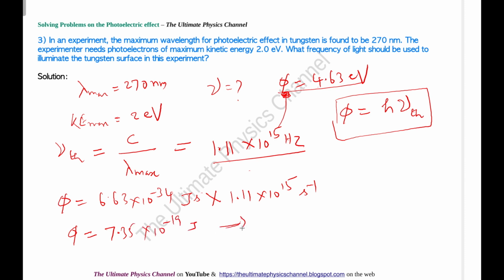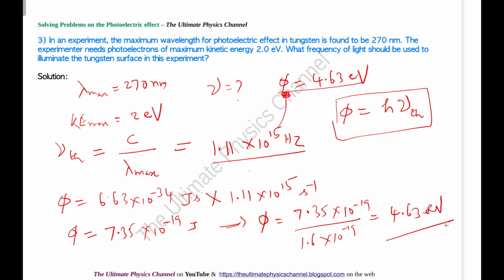Then if we divide it by again the electron charge, you will get this in eV units as 4.63 eV. That is what we initially wrote out here. So that part has to be calculated. We can calculate it from the data given.